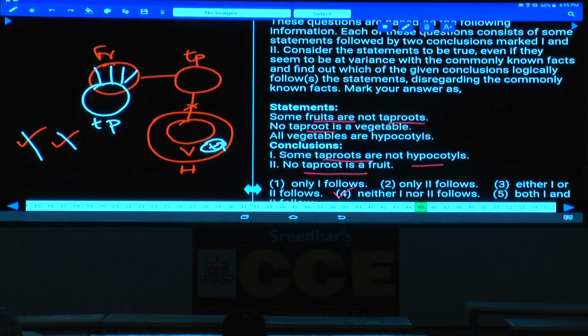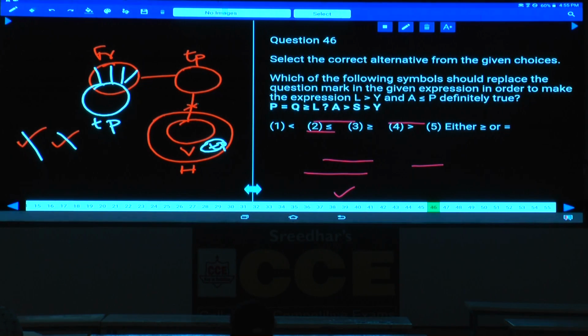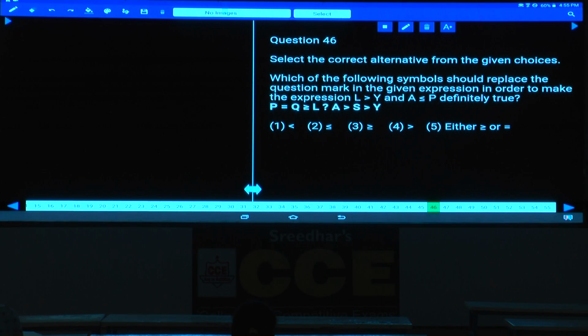Then 46 to 50. Now in these question numbers 46 to 50, it is based on what? 46 to 50, it is based on coded inequalities. Now in this one, both these two must be true. L greater than Y as well as A lesser than or equals to P must be false. Now A lesser than or equals to P must be definitely true. Now P to A, what are the symbols here?